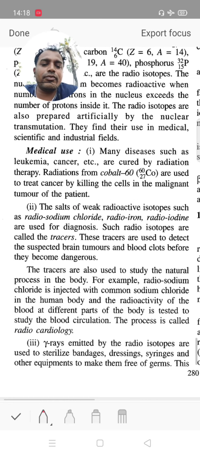Another one, sodium-24 isotope, is used for blood circulation. This process is known as radiocardiology. Sodium-24 isotopes are used for blood circulation.